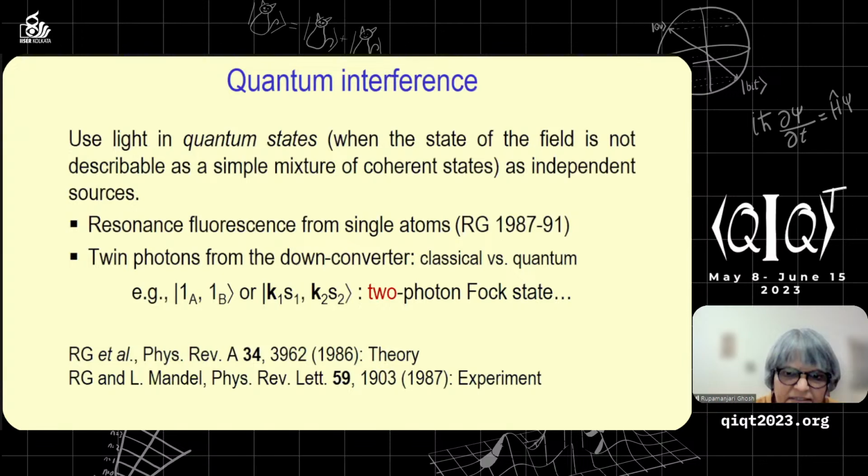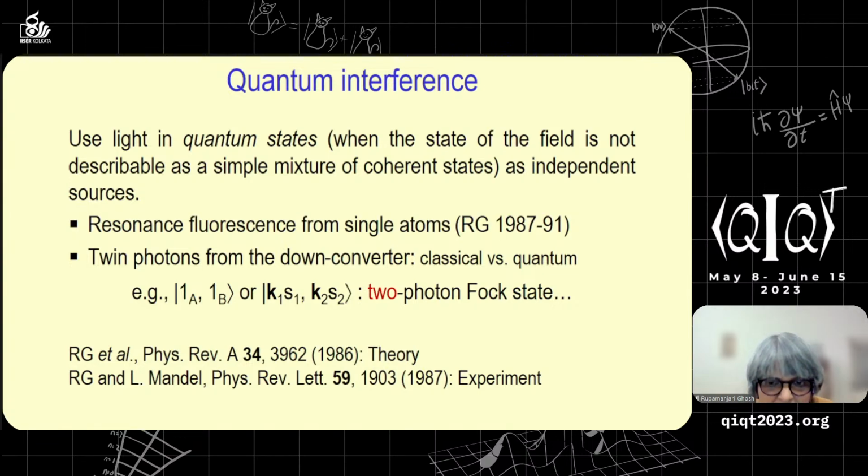So I'm going to just spend 1 minute talking about it. To do these kind of quantum interference, you have to use light in quantum states. That's the kind of states I described last time. Today, I'm ignoring the definitions. So essentially, the state of the field is not describable as a simple mixture of coherent states. If light is in such a quantum state, you can create those. I worked with resonance fluorescence from single atoms way back.